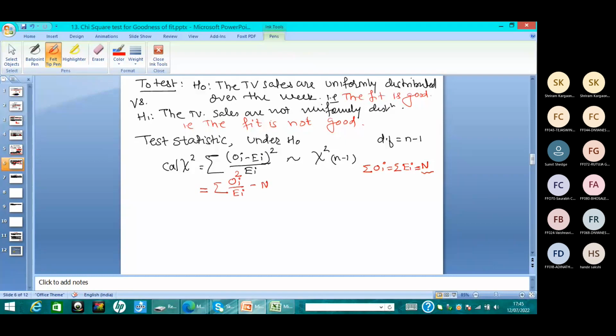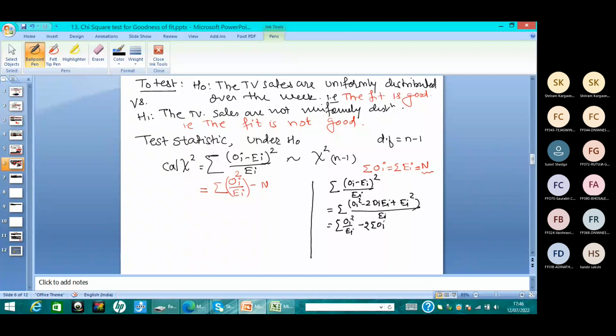Okay, if somebody wants to see how this is coming, then just quickly I can show you how it is coming. Then I will erase it. So OI minus EI whole square upon EI. If you solve this just like (A minus B) whole square, so OI square minus twice OI EI plus EI square upon EI. So if you do all these things, OI square upon EI minus twice summation OI, because EI will get cancelled here in the middle term, then plus summation EI square upon EI means it is EI only, right?